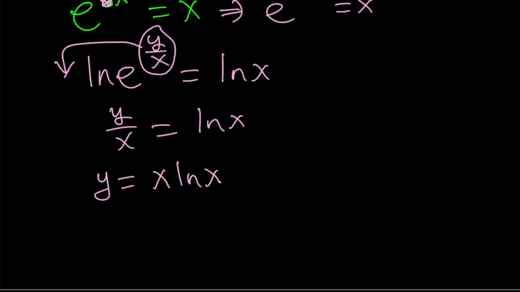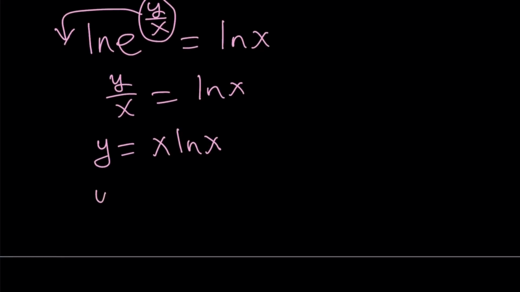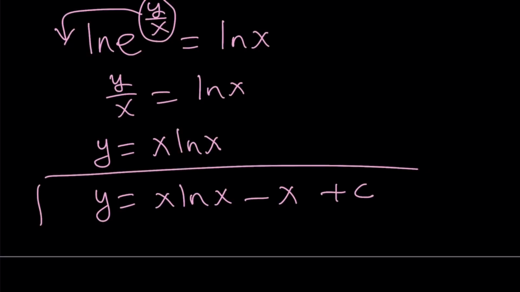But where's the missing x? Well, notice that we have an x on the right-hand side. That's an extra, so why not subtract it from the right-hand side? And of course, don't forget the constant because this is a differential equation.